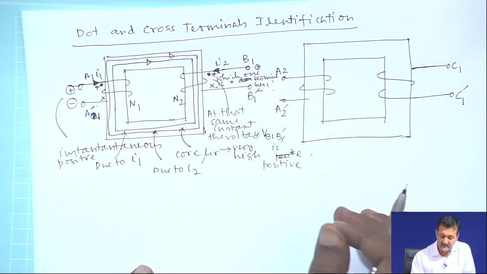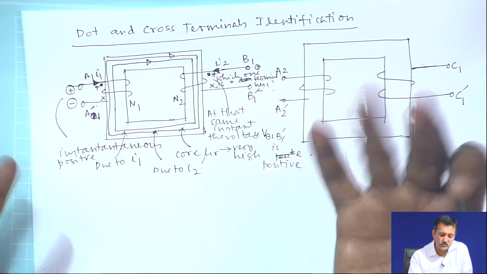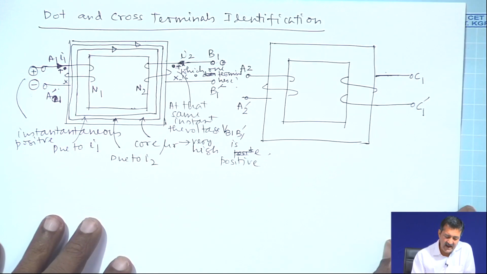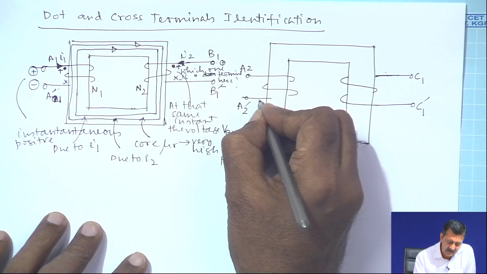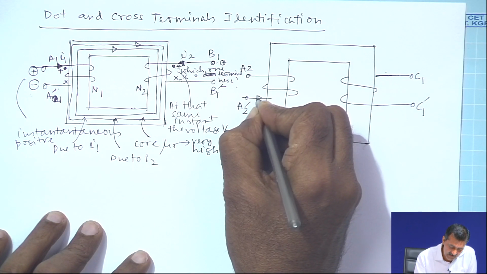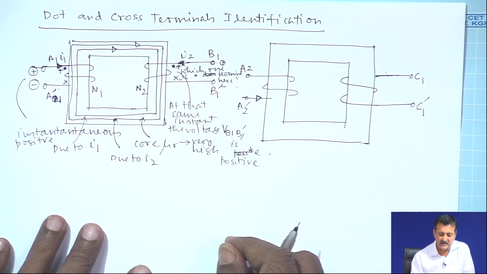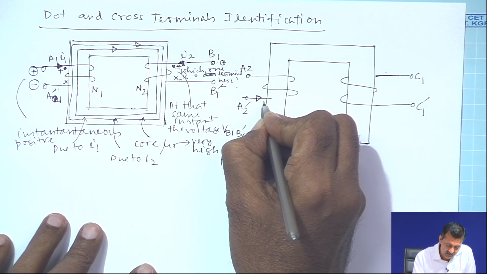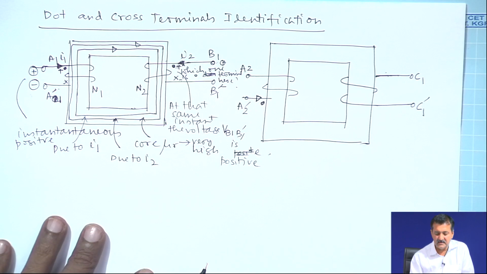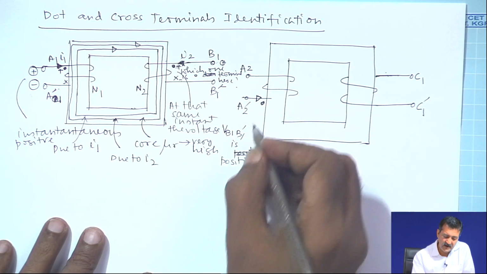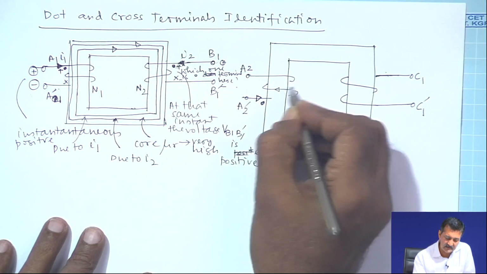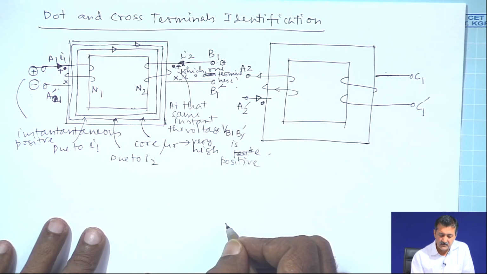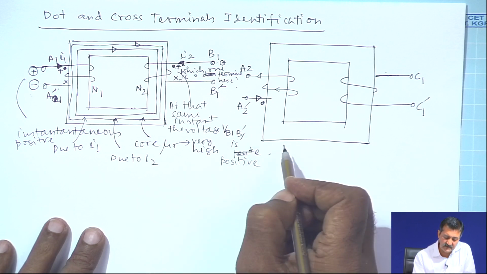Now, looking at this, let me now confuse myself. Let me say that I choose the current direction arbitrarily as this. Let us say at the A2 terminal I have chosen the current direction as this, and chosen this terminal as dot. So, if the current is going like this, what is the flux created by this terminal?